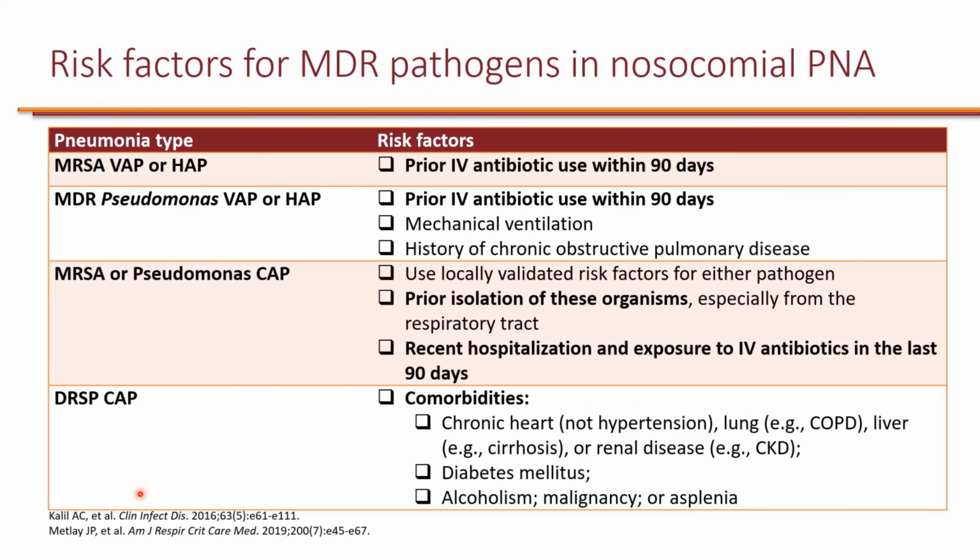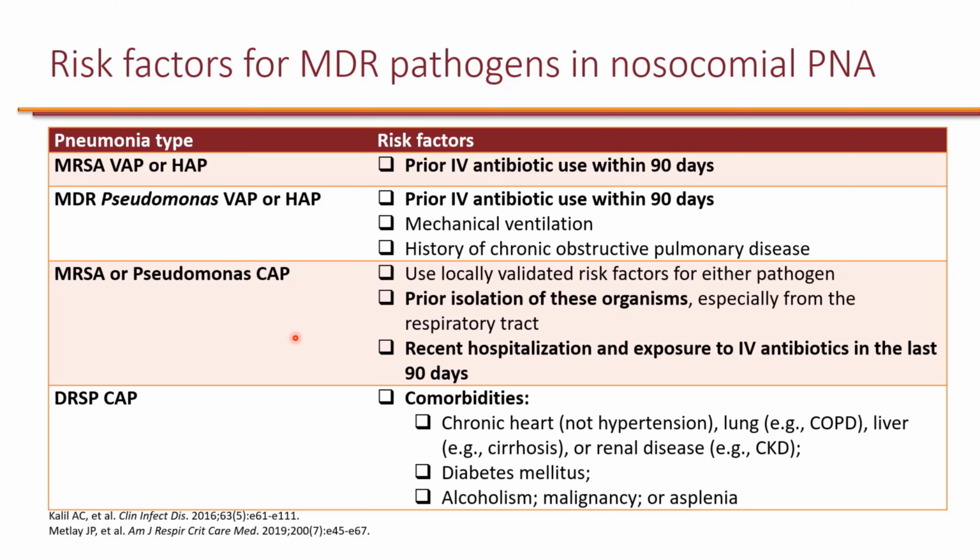If someone has these risk factors, they should be covered for MRSA and for multidrug-resistant Pseudomonas. Now, for multidrug-resistant Pseudomonas, two other risk factors include mechanical ventilation, as well as history of chronic obstructive pulmonary disease. Now, when we look at the guidelines for CAP, you can see that for MRSA or Pseudomonas, they actually recommend to use a locally validated risk factor for either pathogen. So it really depends on the hospital because they couldn't find a validated risk factor that will work across the country.